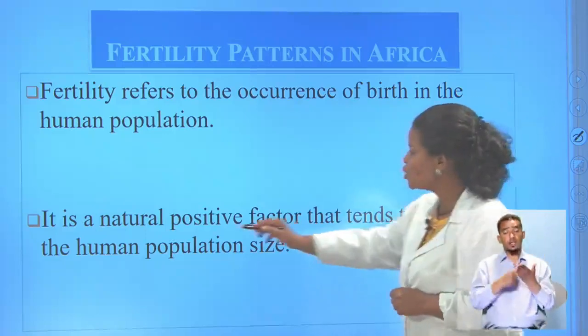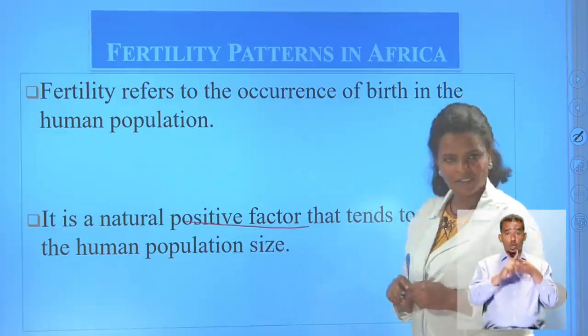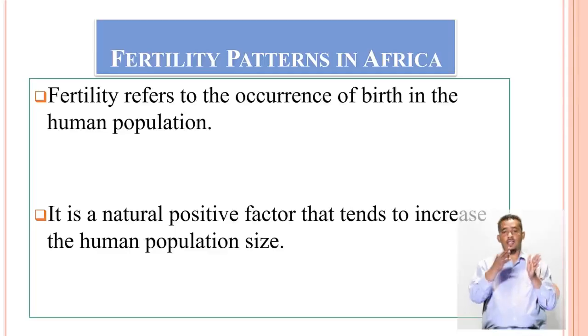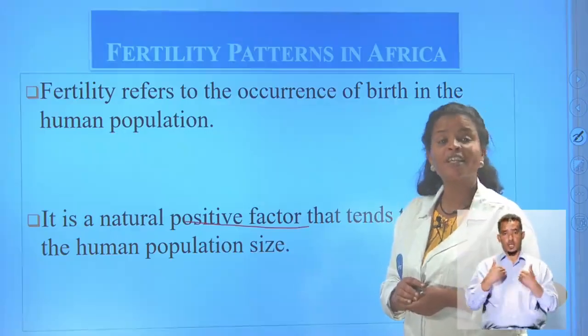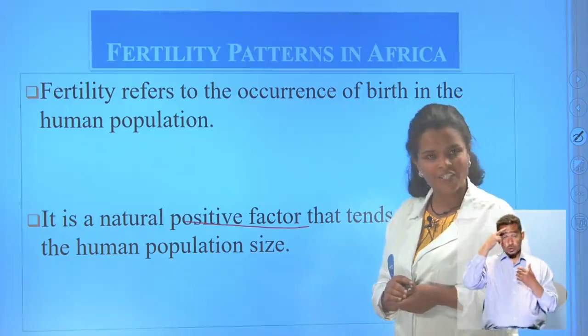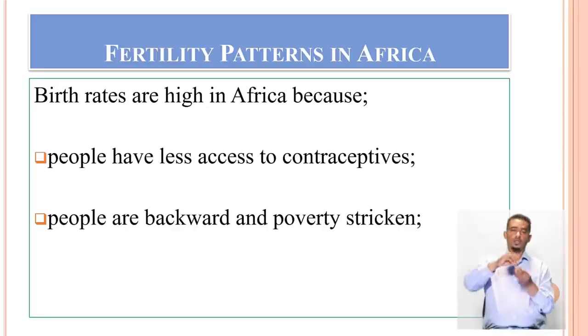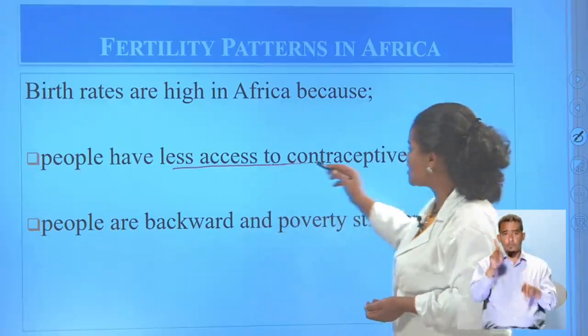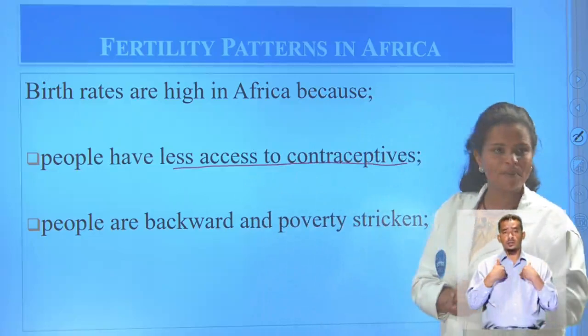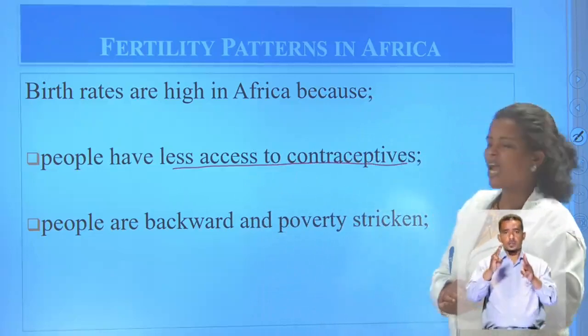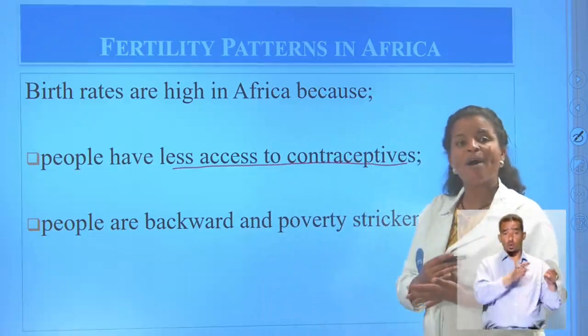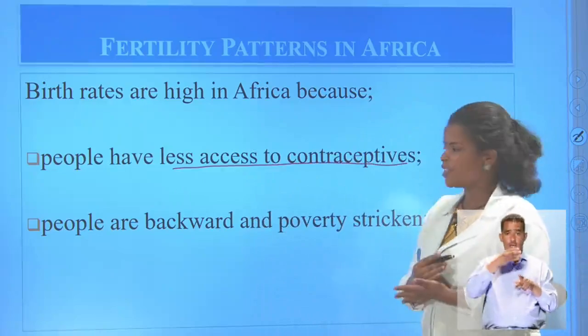Fertility refers to the occurrence of birth in the human population. It is a natural positive factor. That means if an area has high fertility, it has a high population. That means fertility increases the number of population in a given area. Birth rates are high in Africa because of many reasons. For example, people have less access to contraceptive methods.